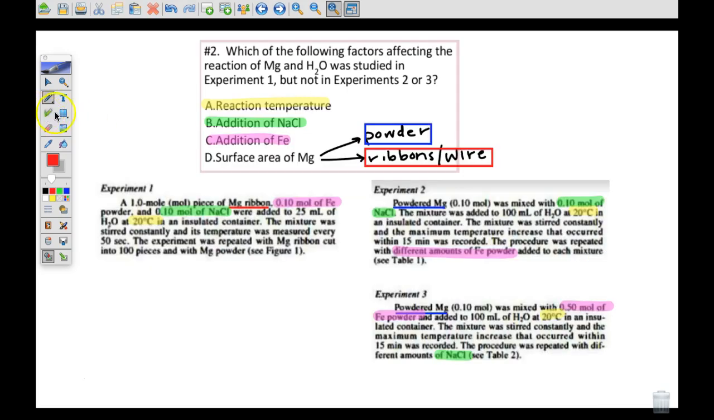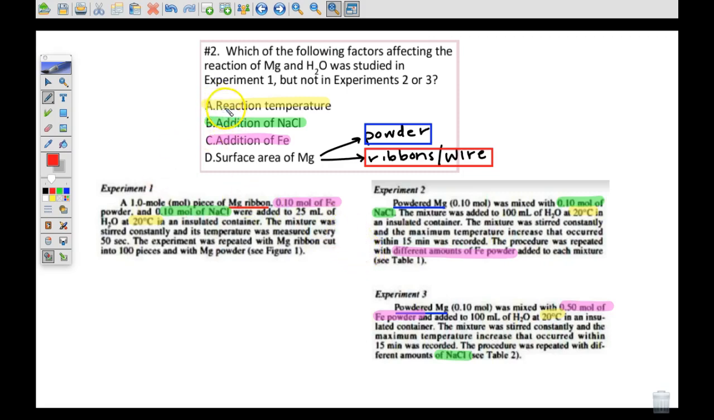Our next question asks, which of the following factors affecting the reaction of magnesium and water was studied in experiment 1, but not in experiments 2 or 3? So in this question, we're looking for the differences between experiment 1 and the other 2 experiments, which implies that experiment 2 and 3 have a similarity between them.